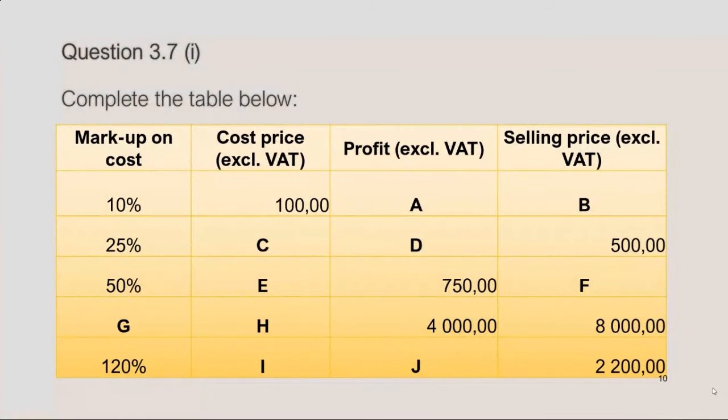Okay, so I'm just going to repeat. We are busy with the question. Now we've already filled in A is 10 Rand. So who can tell me what is the selling price which is represented by the letter B? If my cost price is 100 and we just calculated the profit is 10 Rand, what would the selling price be?